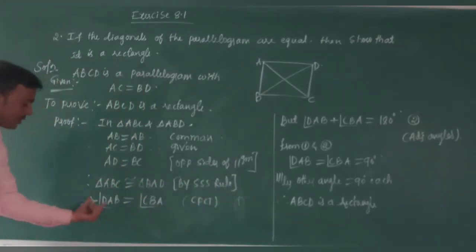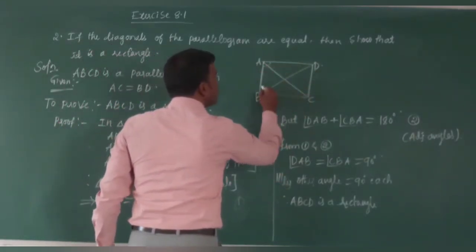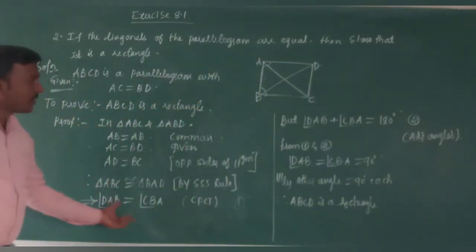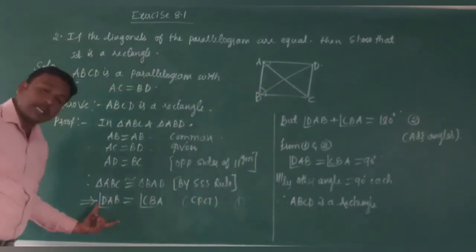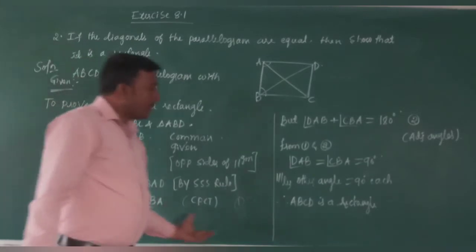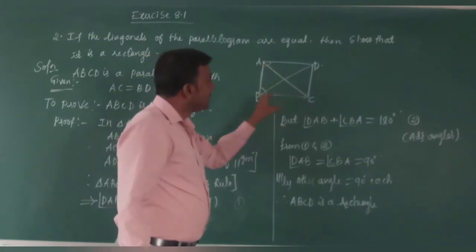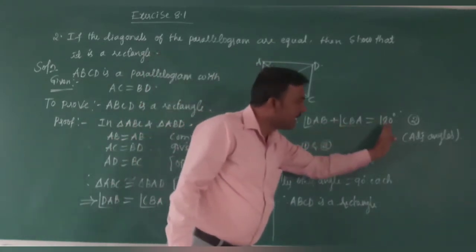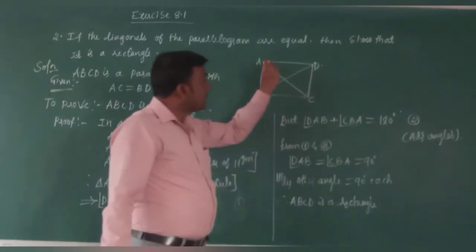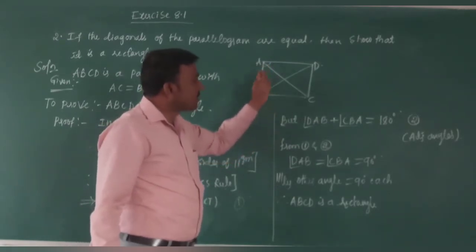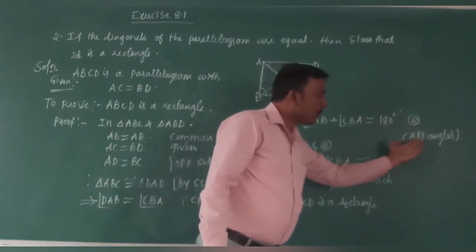If these two are congruent to each other, angle DAB is equal to angle CBA. These two angles are equal by CPCT, because these are corresponding angles of the two triangles, so they will always be equal. Call this equation number 1. But we know that angle DAB plus angle CBA, the sum of these two, is equal to 180 degrees. These are adjacent angles of a parallelogram. Adjacent angles of a parallelogram are supplementary, so the sum of these two angles will be equal to 180 degrees. Call this equation number 2.